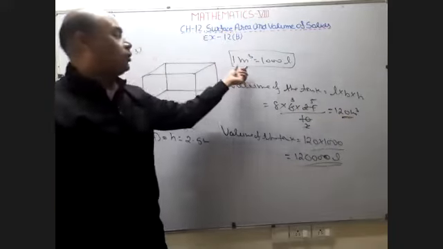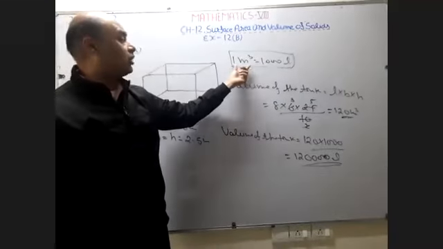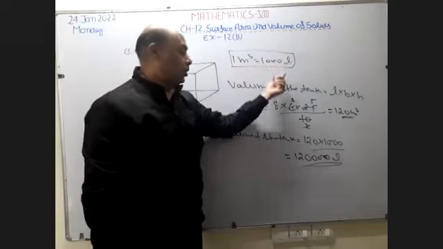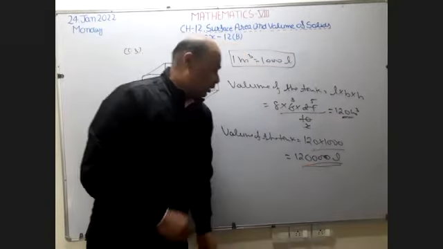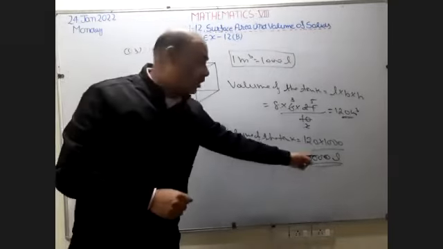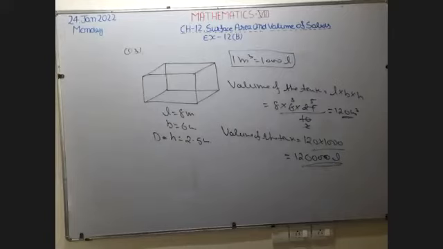Now we need to find the volume in terms of liters. It is given in your question that 1 meter cube equals 1000 liter. We are going to multiply by 1000. So it's going to be 1,20,000 liter. The volume of the tank is 1,20,000 liter.